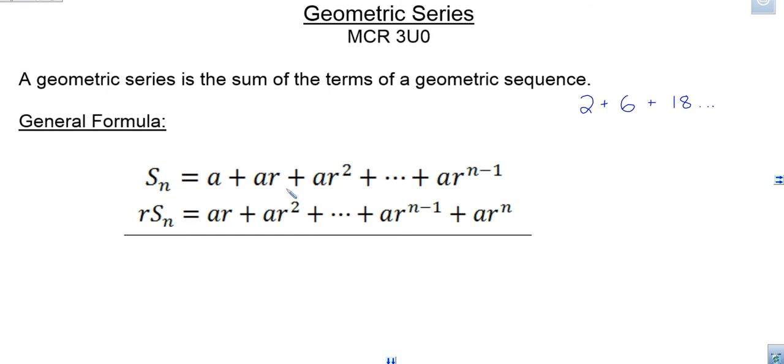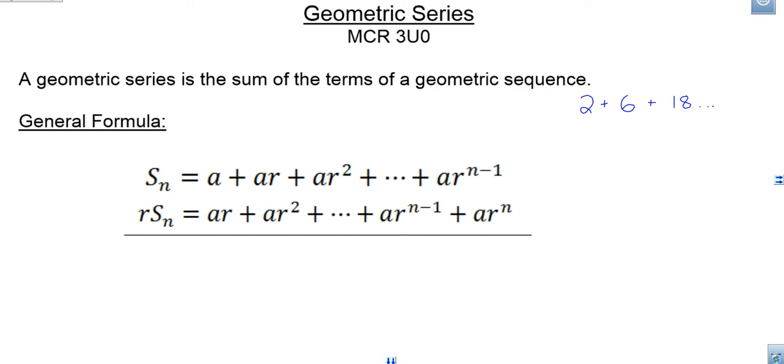So a geometric series is the sum of the terms of a geometric sequence. So I've written out what a series could look like here. The numbers 2, 6, and 18 would be of a geometric sequence with a first term of 2 and a common ratio of 3 because you're multiplying by 3. So we'll be adding those up to make it a geometric series, just like we did in the previous lesson with arithmetic series.